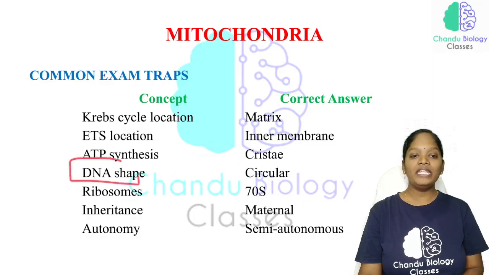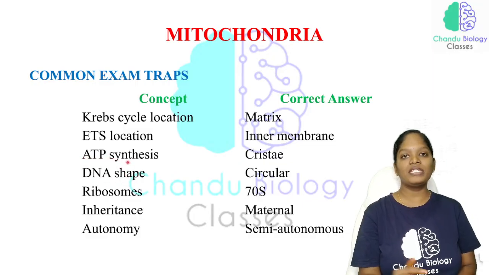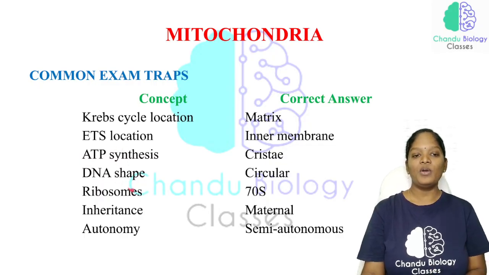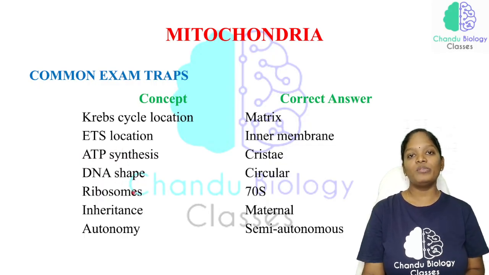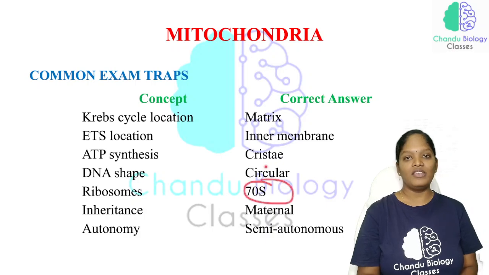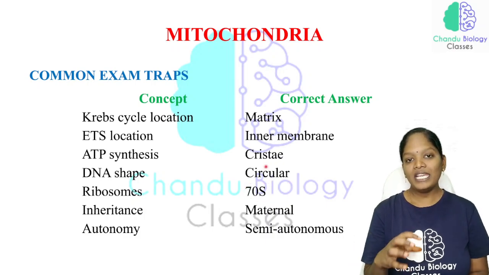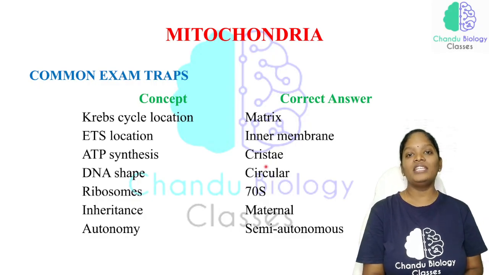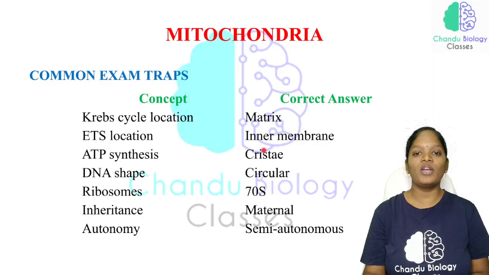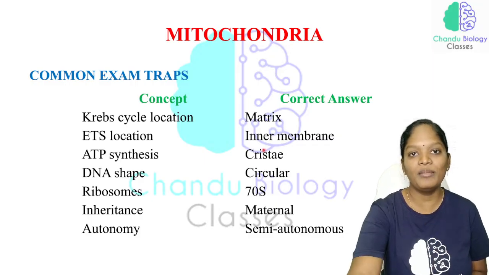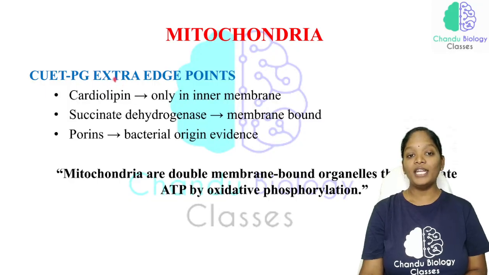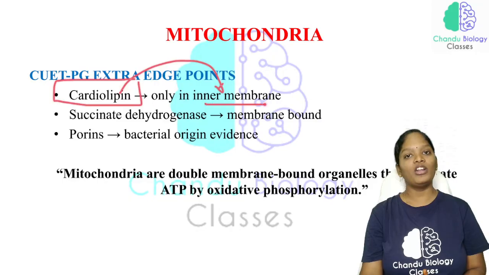Now, what will be the shape of the DNA present in the mitochondria? That will be circular rather than linear. Okay. Now, the type of ribosome present in the mitochondria will be the 70S. And what will be the inheritance pattern of the mitochondria? That will be maternal in nature, and it is semi-autonomous. Okay, it is not autonomous. Instead, it is semi-autonomous. Okay. See, another important thing, cardiolipin. Cardiolipin is present only in the inner membrane, not in the outer membrane.